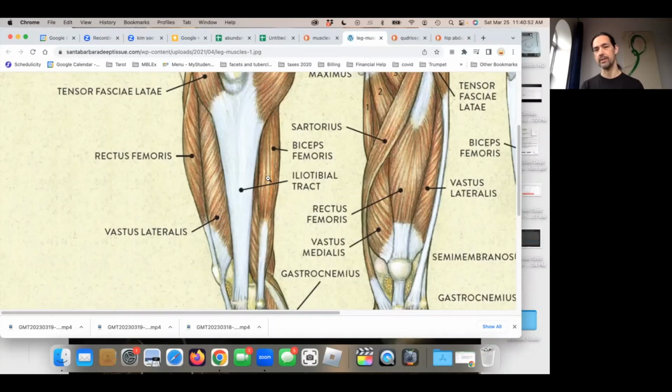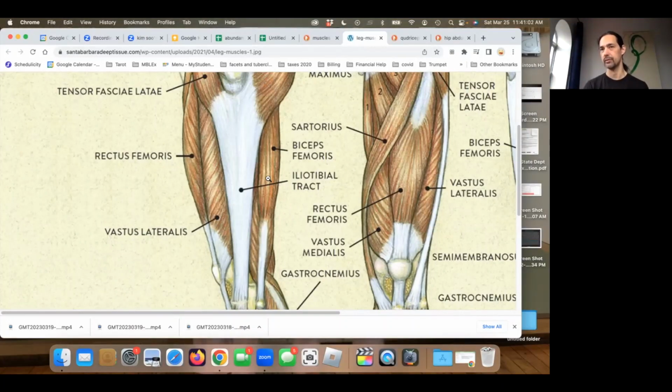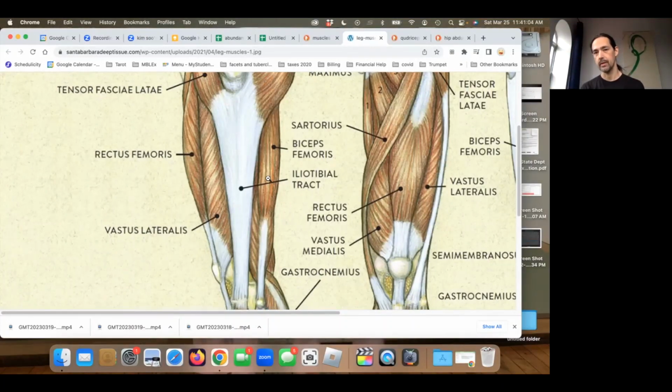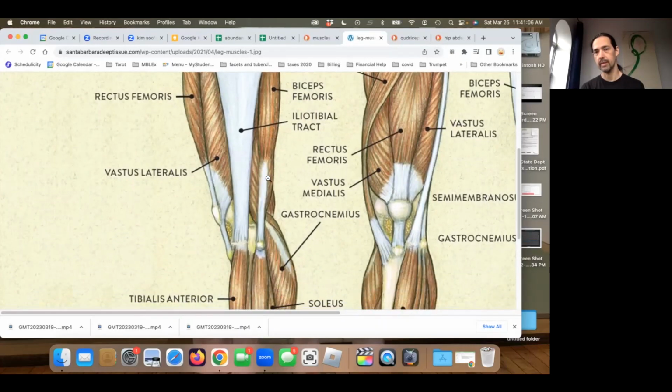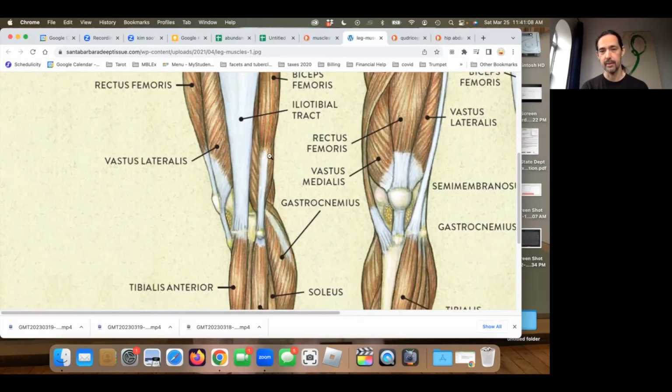Biceps meaning two heads, right? Biceps femoris. Biceps brachii up top. Brachii or brachius refers to the humerus. I don't know why the humerus is referred to as the brachius, but maybe it is, maybe it isn't.